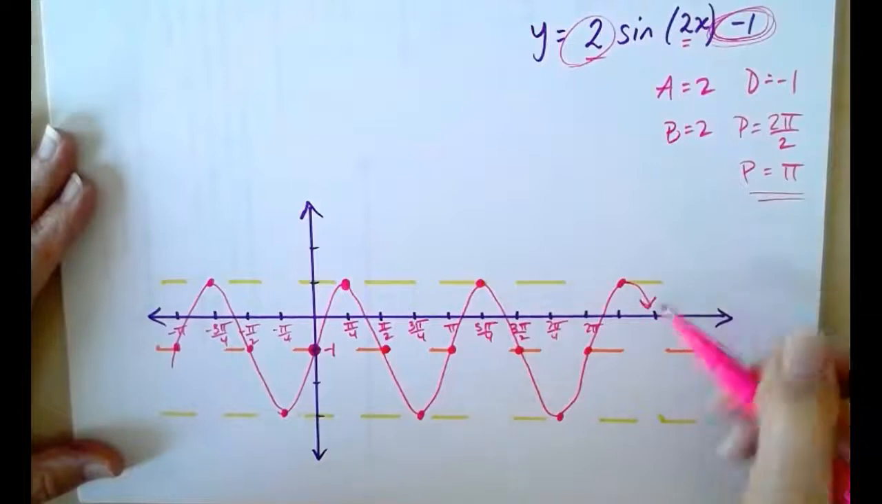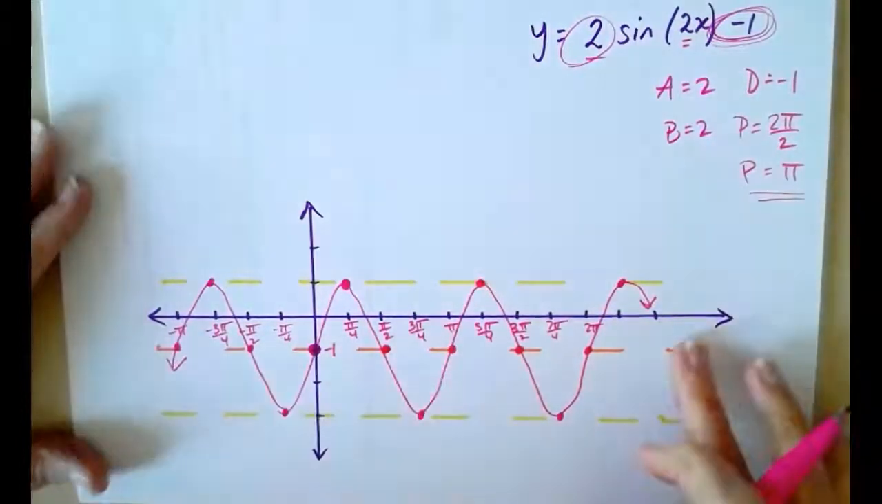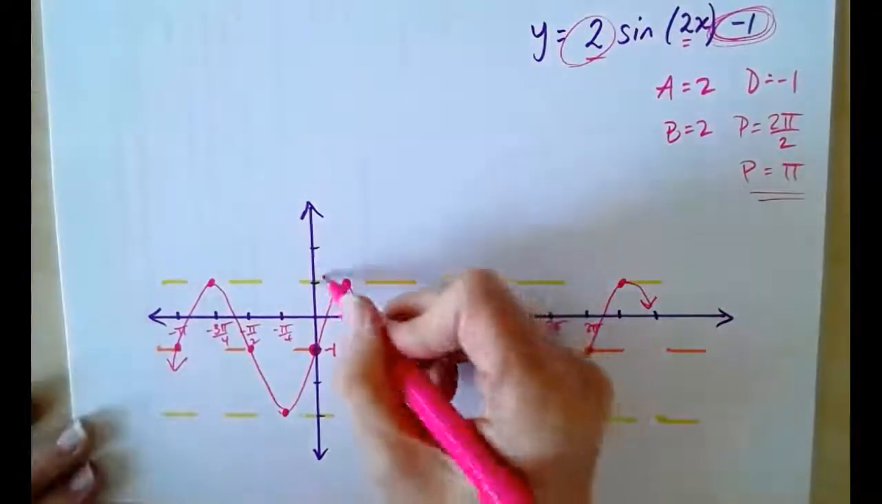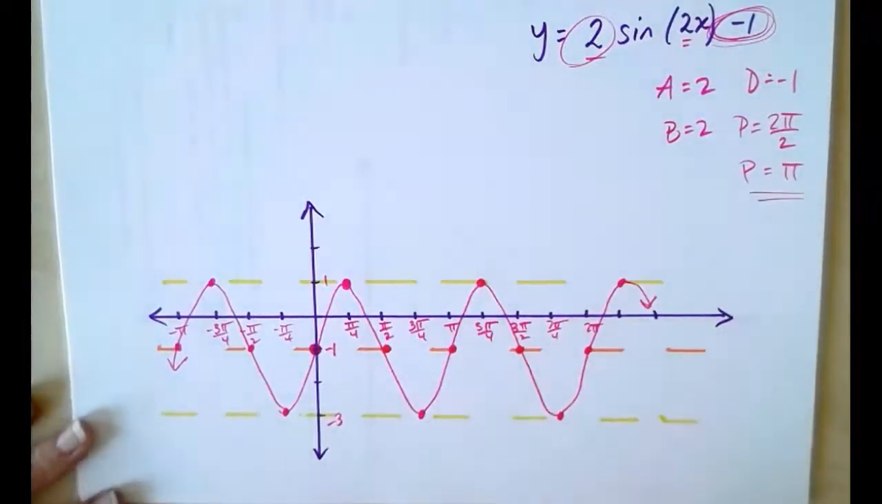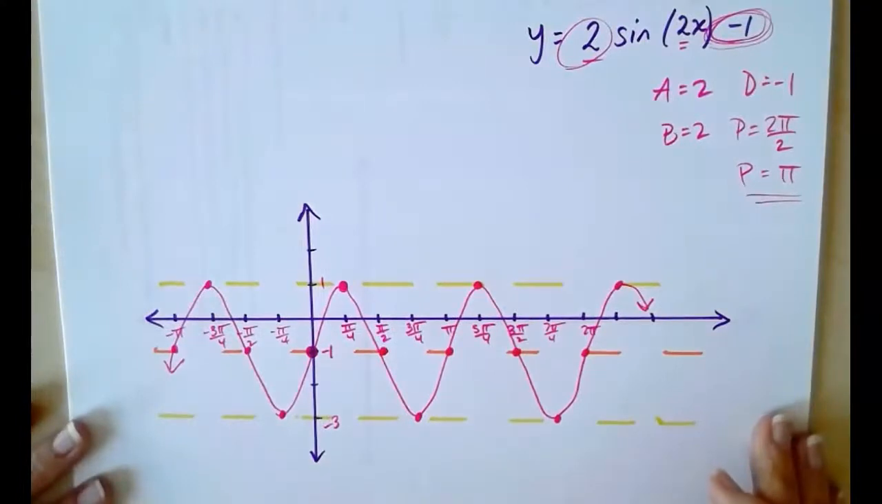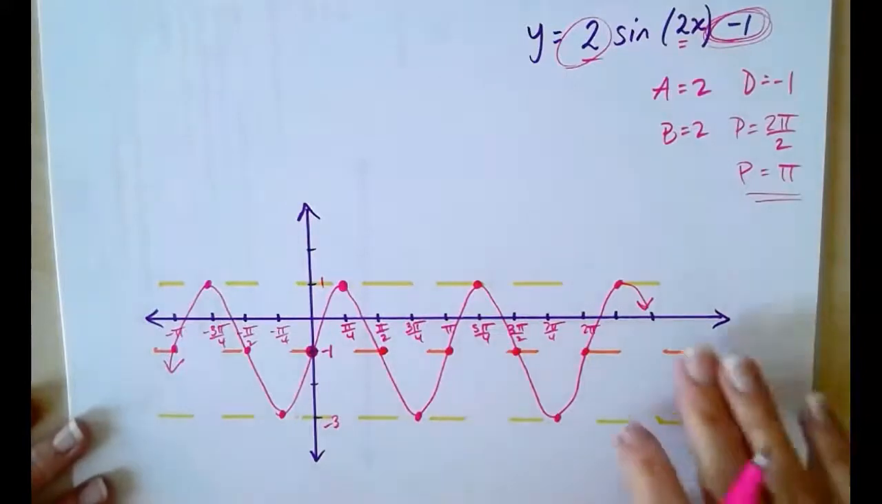Nice and smooth, nothing jagged. I've got my x-axis and my y-axis labeled appropriately. There you go. There is y equals 2 sine of 2 times x minus 1.